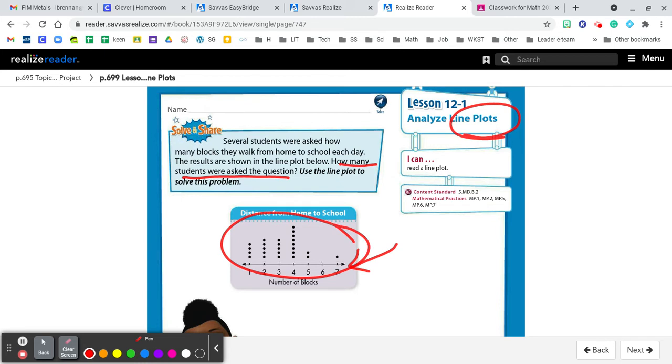So basically you can add up the dots, and we've got, let's see, for one block, we have 4 kids. 2 blocks, we have 5 kids. 3 blocks, we have 5 kids. 4 blocks, we have 8 kids. 5 blocks, 2 kids. And then our outlier, there's 1 kid all the way over here at 7 blocks. An outlier is the number that falls outside of all the data. So when we add all that together, we're going to get 25 students in all.